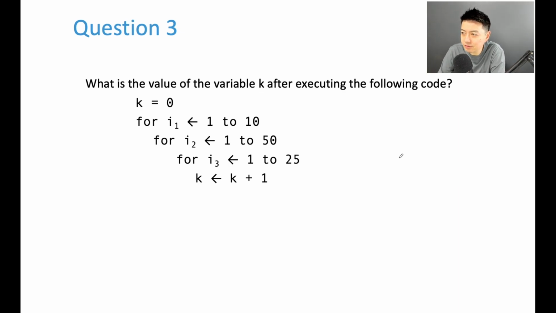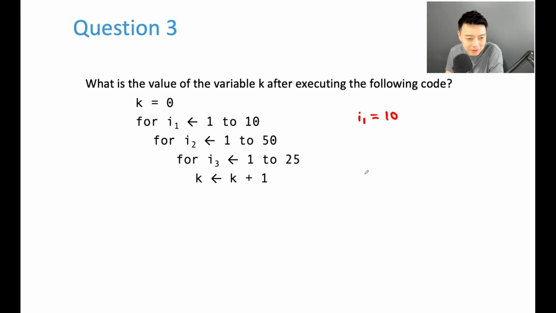What is the value of the variable k after executing the following code? Here we can imagine what k is going through. k is being executed in here. We're going through 3 for loops, and each for loop has a cycle that goes from 1 up to some number. If we only take a look at the first for loop, it's going to go around 10 times, so the I1 value goes from 1 up to 10. Now, for every one of these I1 values, I will have 50 I2 values.